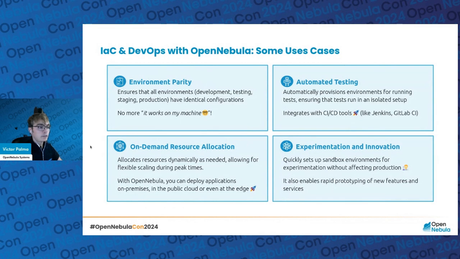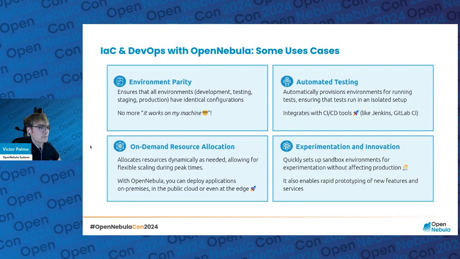First, we have the environment parity, ensuring that all the environments, that means development, testing, staging, and production, have identical configurations. This practice avoids the notorious "it works on my machine" problem by maintaining consistency across all stages of development and deployment. Then, secondly, we have the on-demand resource allocation.